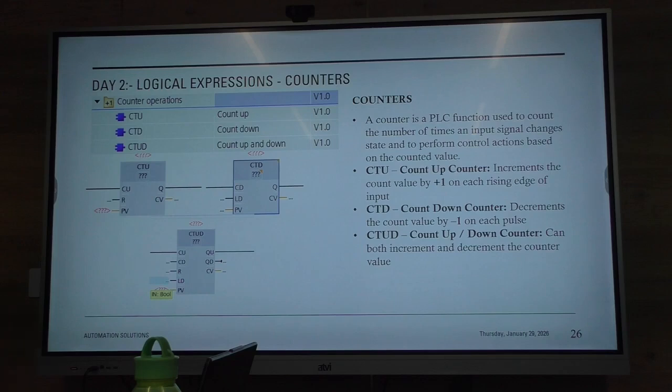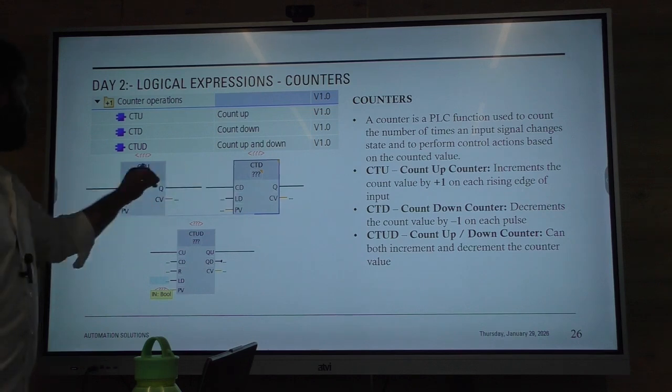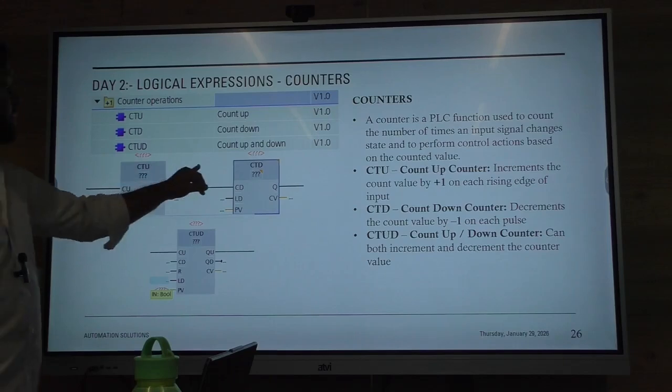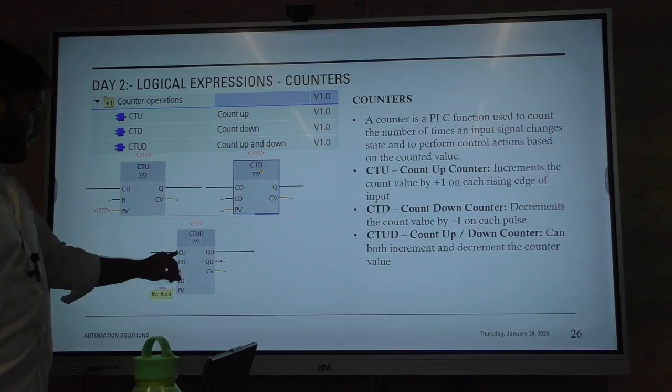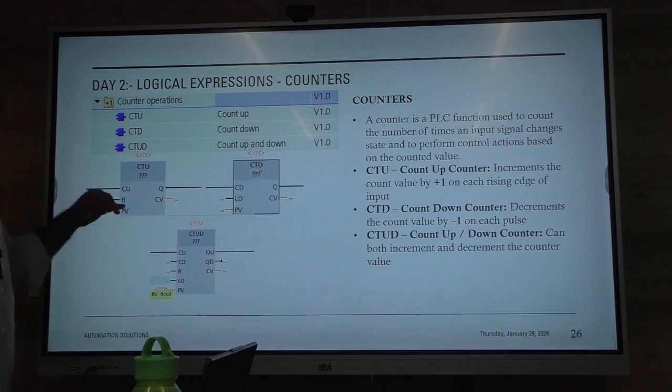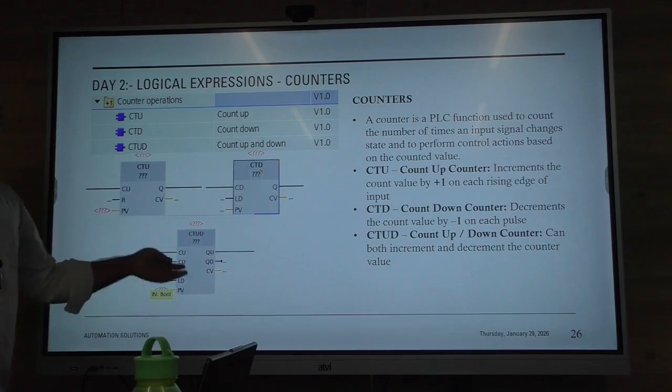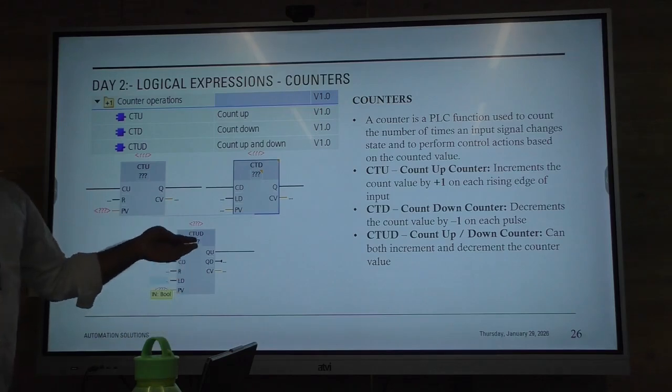The combination of up counter and down counter is count up and down. In this, we can do both increment and decrement of the counter. Here, CU and CD: the CU is the input of the up counter and CD is the input of the down counter. Same as before, there are two functions given over here. When these two inputs individually experience their rising edge, the current value will be shown according to that.